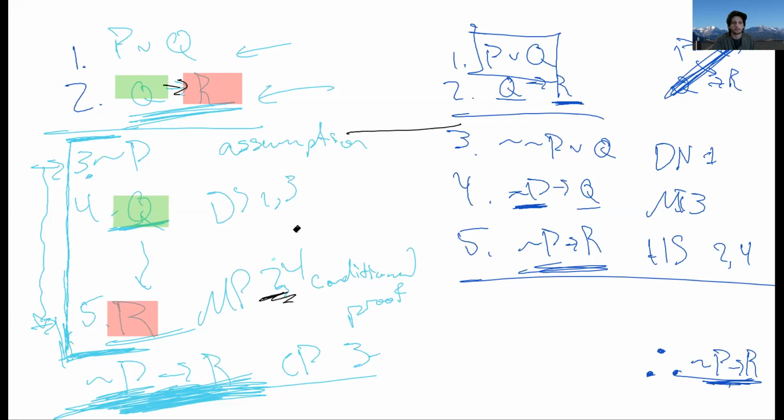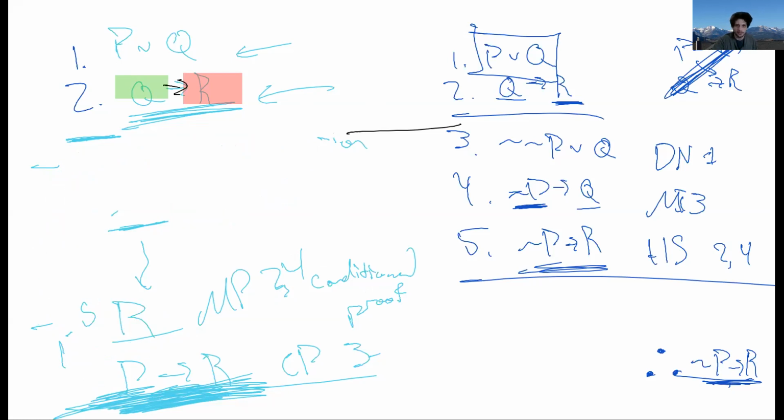Okay, getting a little bit away from the topic. But you should always be comfortable with what's going on in modus ponens. All right, so this way of doing it, once you're comfortable with conditional proof, is actually going to be just a much more intuitive way of doing proofs.